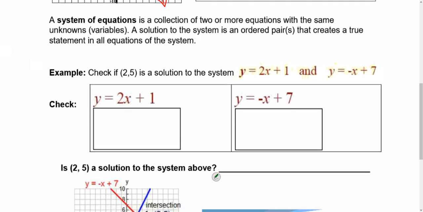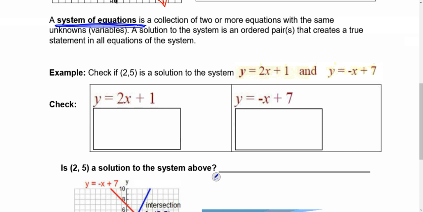This entire chapter is about systems of equations. We're going to learn how to solve them like 3 different ways. So what is a system? It's basically a collection of 2 or more equations. Usually their variables should match.